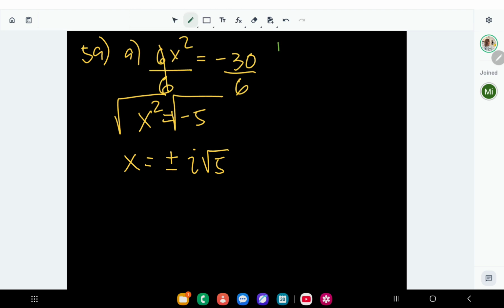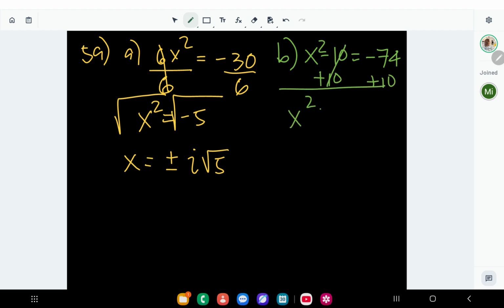Then for letter B, x squared minus 10. Okay, you add 10 to both sides, right? Then you have x squared equals negative 64. Then you get the square root. So x is equal to plus minus 8i. Okay. No problem in that. We move on to number 60.